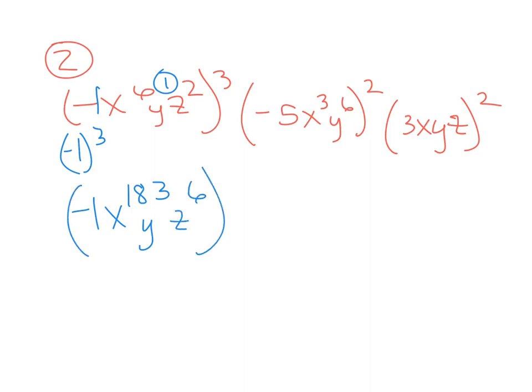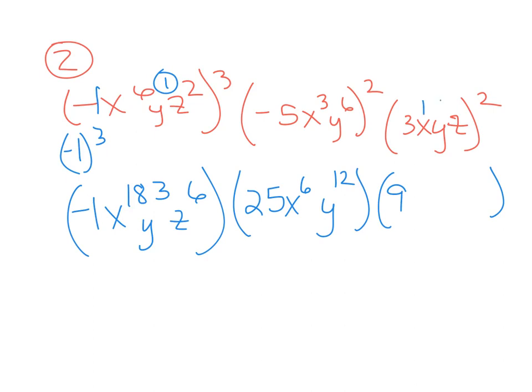So there's the first parentheses, power to a power. The second parentheses, all right, that's -5 squared. -5 times -5 is 25. X to the 3rd to the 2nd, 3 times 2 is x to the 6th. Y to the 6th to the 2nd is y to the 12th. Okay, the last coefficient, or the last parentheses, 3 squared is 9.